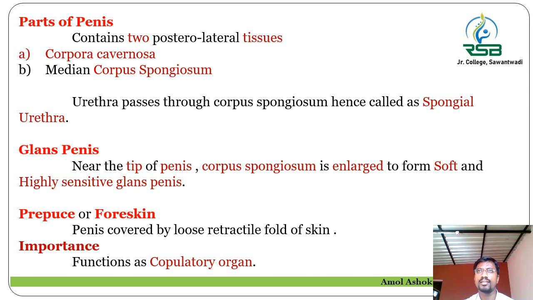So in the next lecture we are going to discuss the accessory glands, that is the seminal vesicles, then prostate gland, Cowper's gland, and the most important histology, that is the transverse section of testis. Thank you.